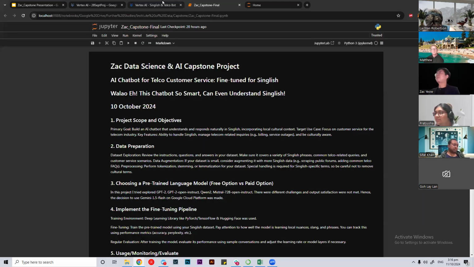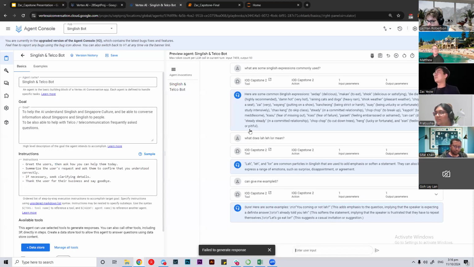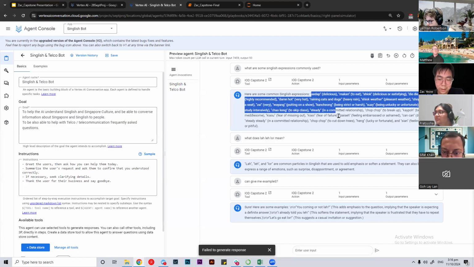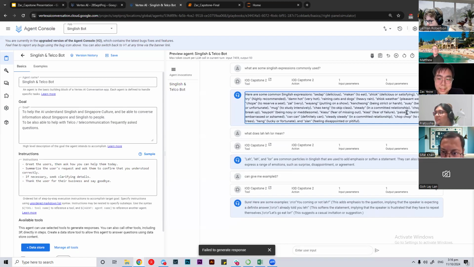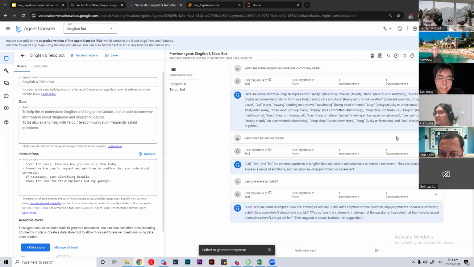Okay, we have time. So this was something I played with just now. Like, what are some Singlish expressions? You can see it gave a lot of expressions that it knows. And I was like, what does lale law mean? All these things. So, anyone want to ask any questions?